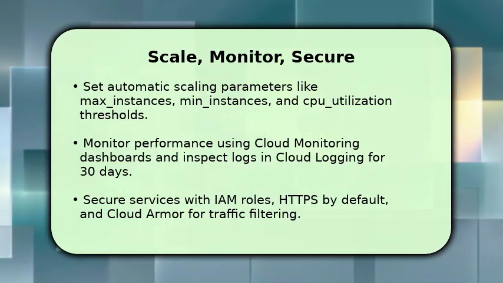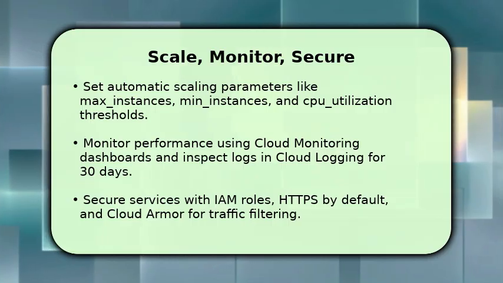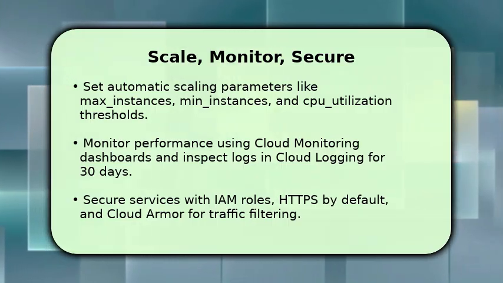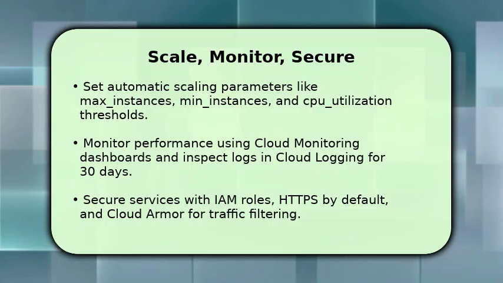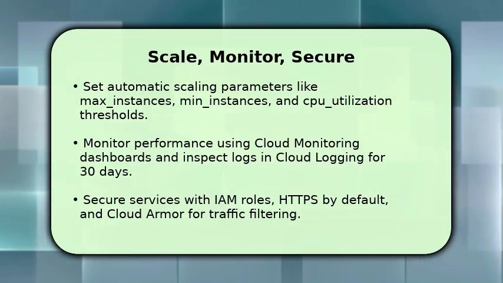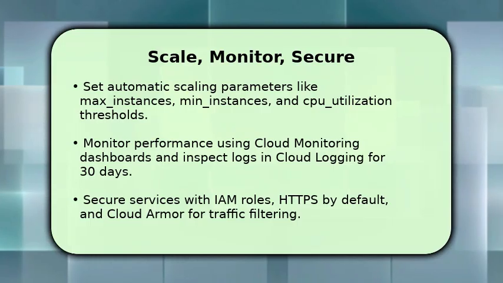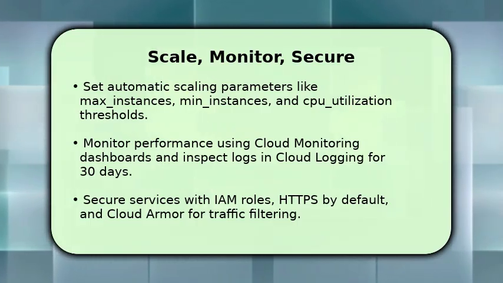Secure your app using IAM roles, enforce HTTPS, which App Engine provides by default, and apply Cloud Armor rules to mitigate malicious traffic. Review billing in the console to control costs and set budget alerts for unexpected spend.